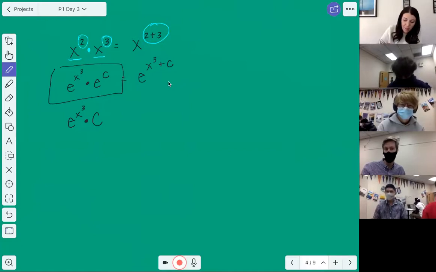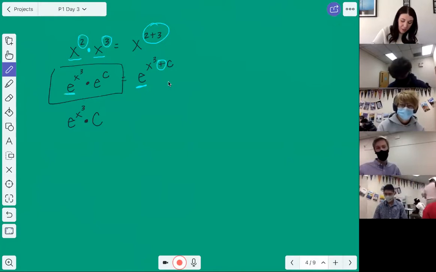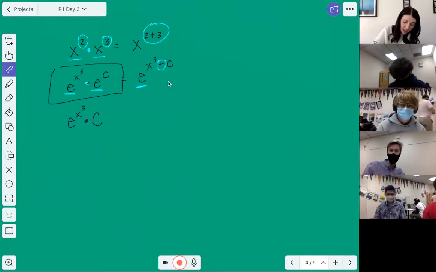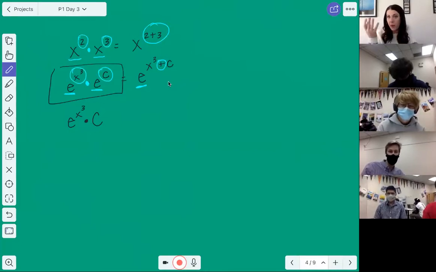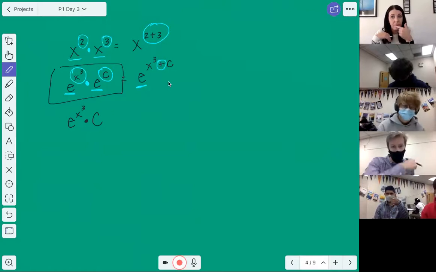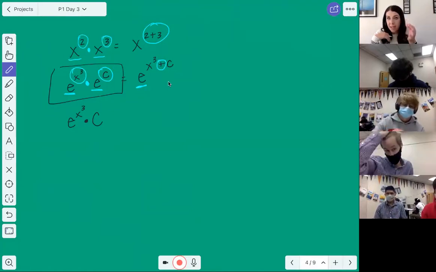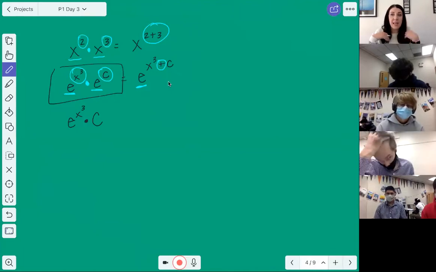So if I have a base with things being added up top, I can go backwards. What that would mean is that same base, e, both times, would be multiplied, and each of those e's would have whatever is in between that addition. So x cubed plus c becomes e to the x cubed times e to the c. Does that make sense so far? Thumbs up. Yes? Okay. But we want to simplify that c as much as possible.